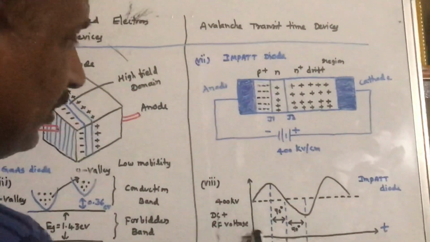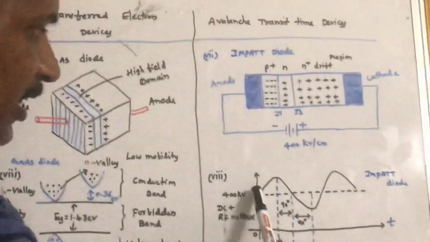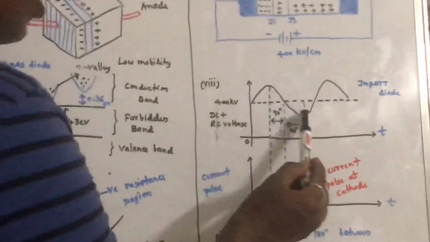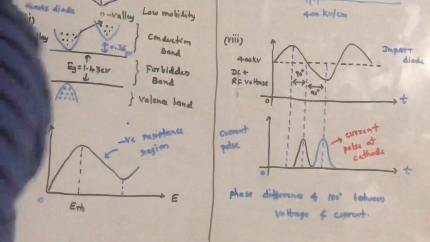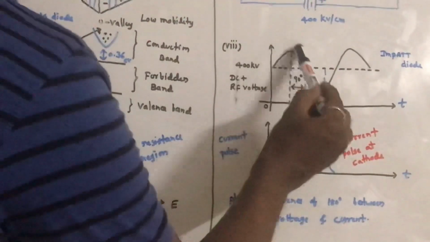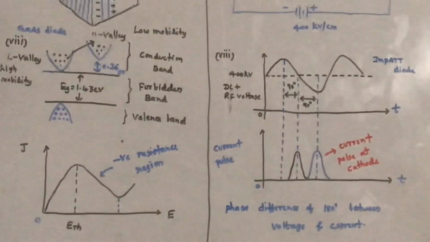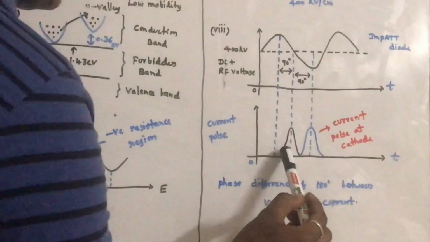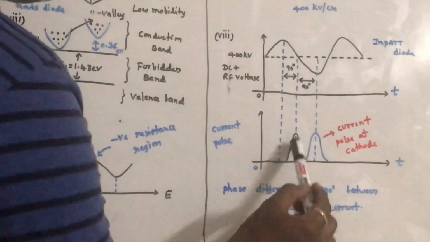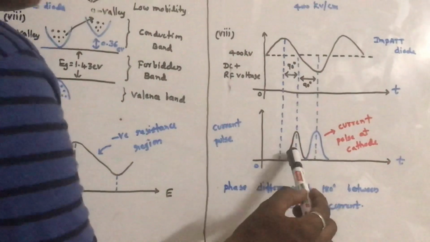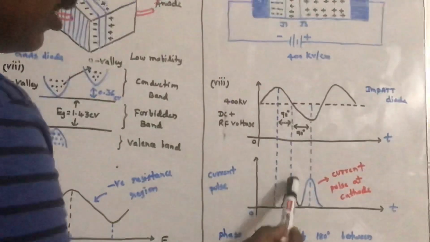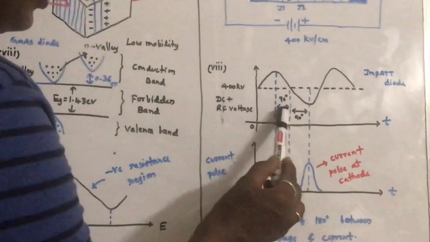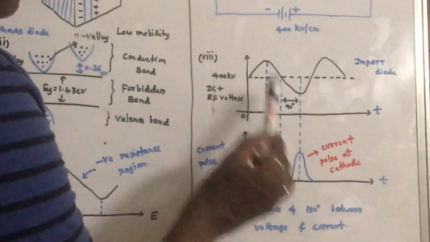Coming to avalanche transit time devices, say this is the voltage applied. The dotted line is the DC value, where the RF voltage is superimposed on this value. So this is the input voltage applied: the RF voltage over a DC voltage. Now you can see that a current pulse is established due to the avalanche effect in the device. A current pulse is established at the junction, which has a delay of 90 degrees.